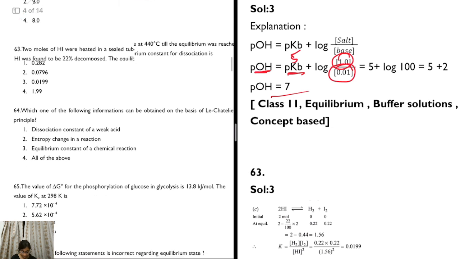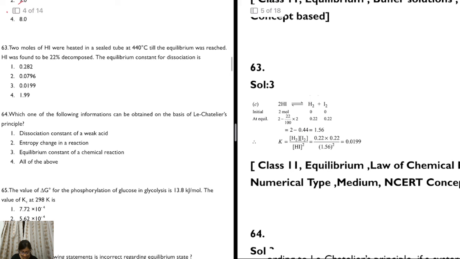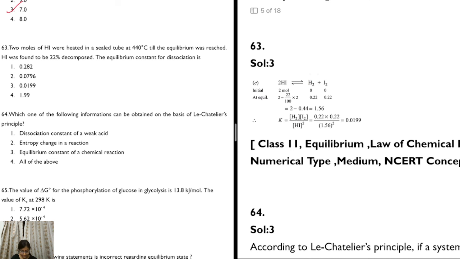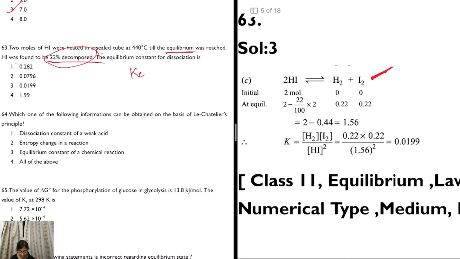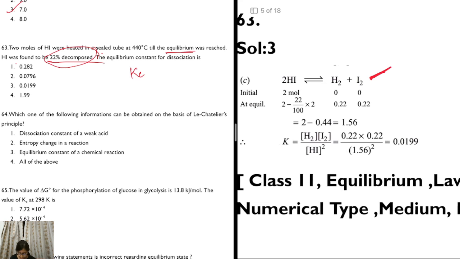Now, in the next question, 2 moles of HI were heated in a sealed tube at 440 degrees Celsius till equilibrium was reached. HI was found to be 22% decomposed. This much has already decomposed. Now, Kc is asked for dissociation. Let's see, for decomposition of 2HI, this would be the equation. Alright. And initially, 2 moles are given, and so initially we only have reactant, no product is there. So it would be 0 for H2 and I2.